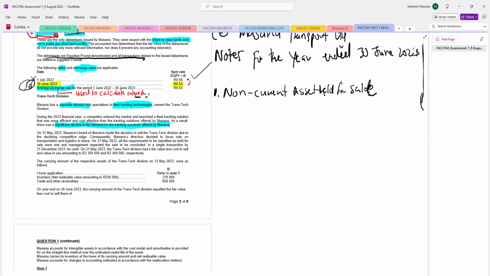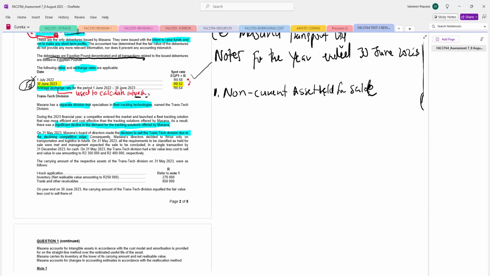Right. So then let's continue. On the 31st May 2023, Masana's board of directors made a decision to sell the Trans-Tech division due to the declining competitive edge. So they did their calculation to say, okay, if we keep it versus if we sell it, which one is beneficial? Okay, cost-benefit analysis. So you have to always calculate that. Is it beneficial to keep or is it beneficial to sell? If we sell it, we may make more money, but if we keep it, we may just be losing and losing. So they decided to sell the Trans-Tech division due to the declining competitive edge.